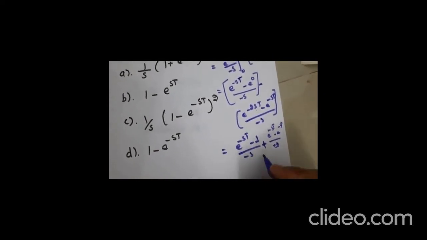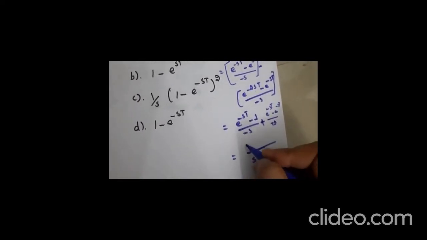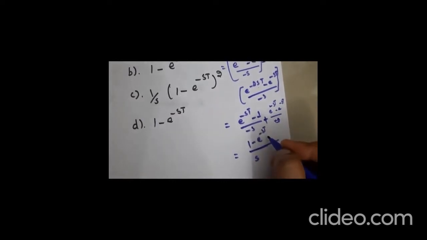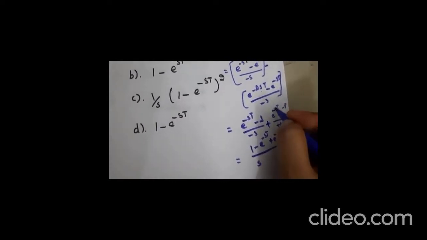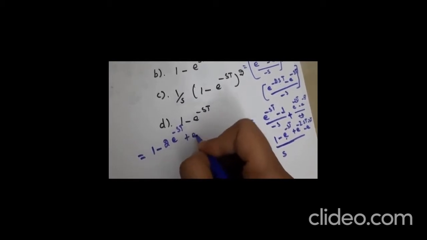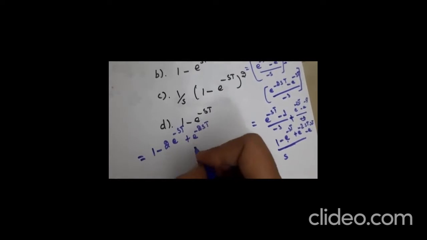So now taking s common, and because we take the minus outside, this becomes 1 minus e power minus st plus e power minus 2st and e power minus st. So I write here that it is equal to 1 minus, here this is also e to the power minus st, and this is also e to the power minus st. So this becomes 2 into e power minus st plus e power minus 2st, divided by s.